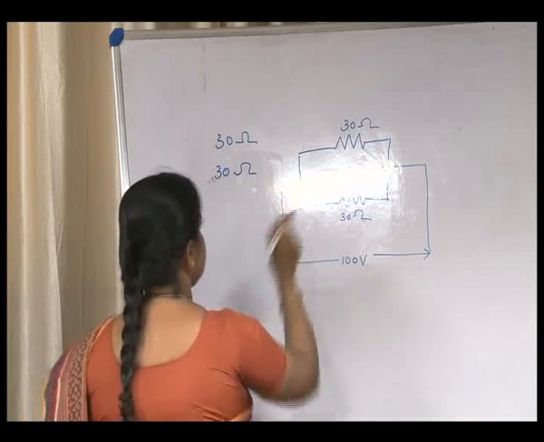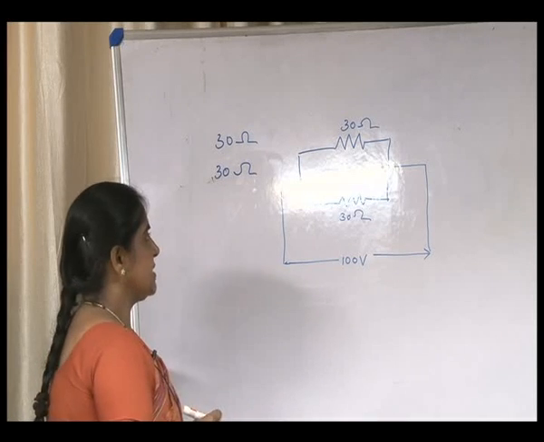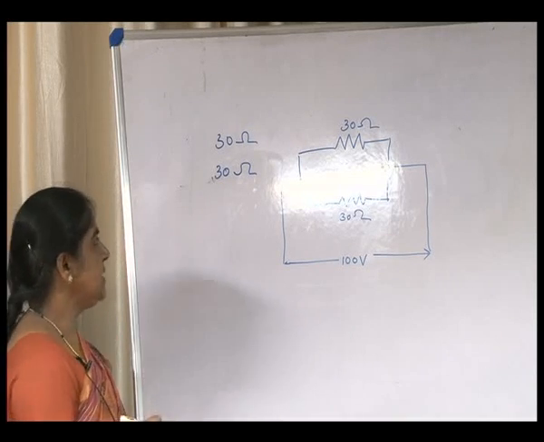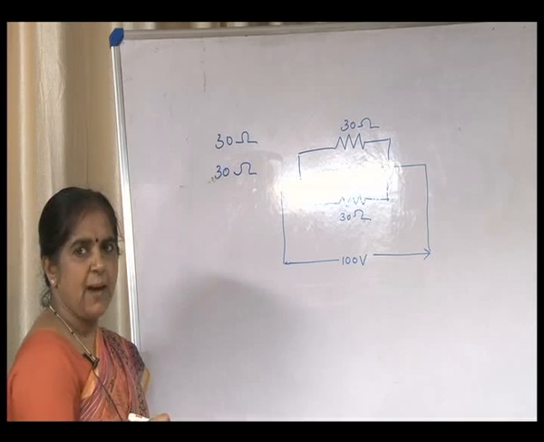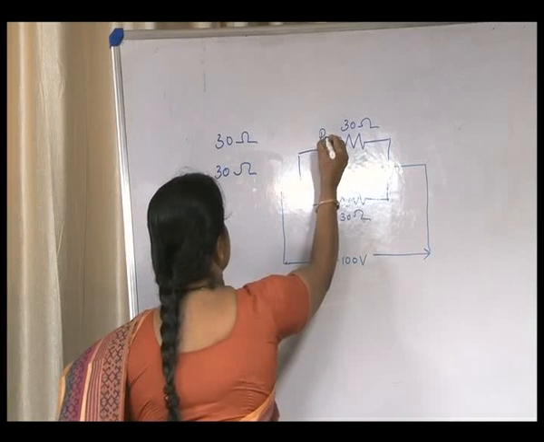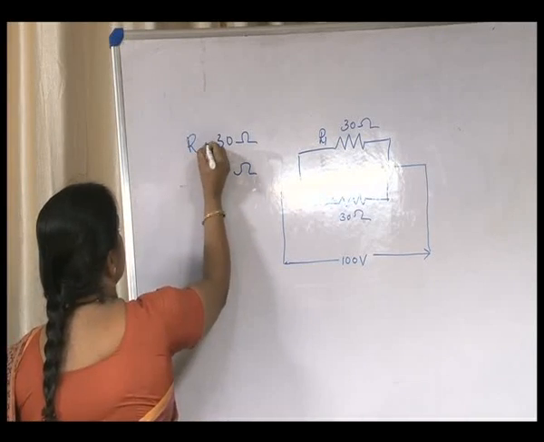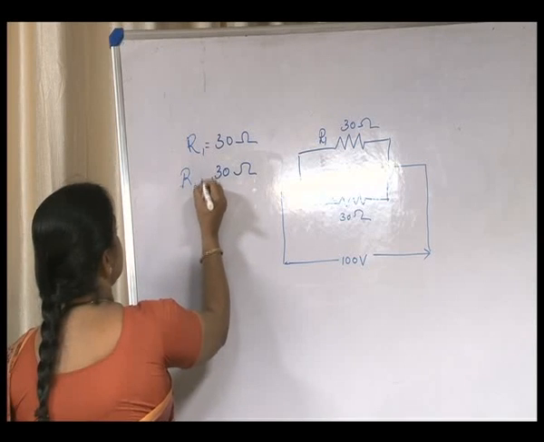So, if this is the circuit, what is the configuration? This is the parallel connection of resistances. The two resistances are connected in parallel across a supply voltage. Let us consider these two resistances as R1 and R2. R1 is equal to 30 ohms and R2 is equal to 30 ohms.